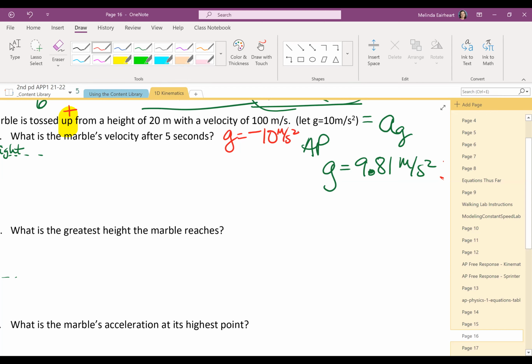Or we can use our new derived equations. What do we know? Initial velocity, positive 100. They just told me 5 seconds.